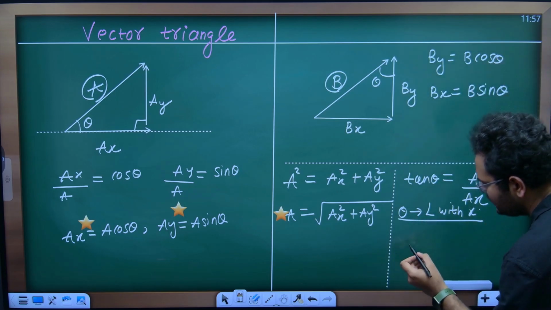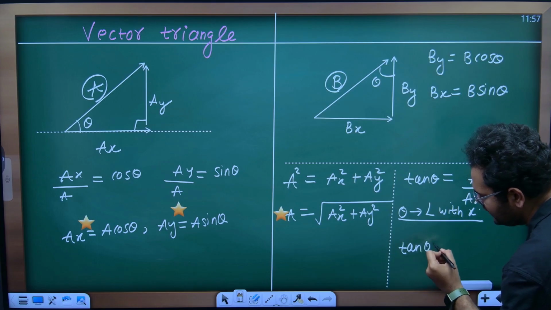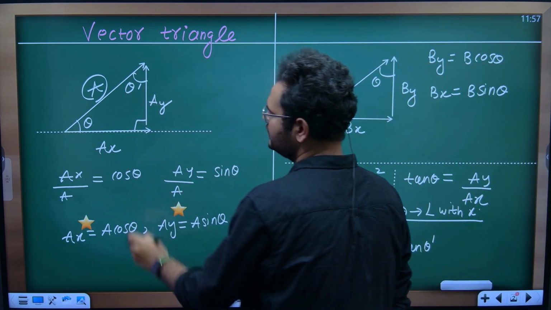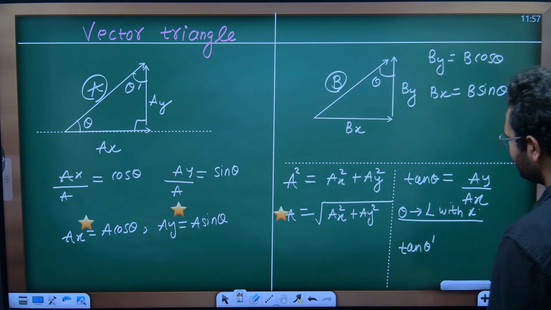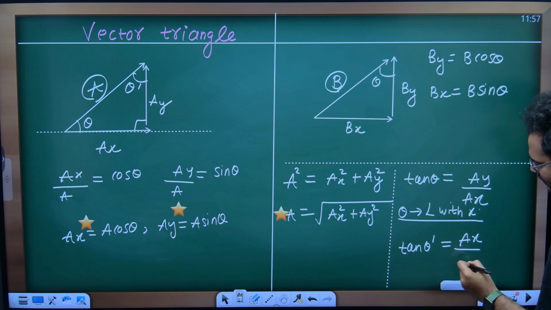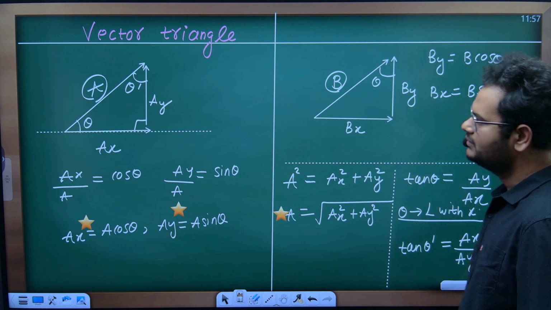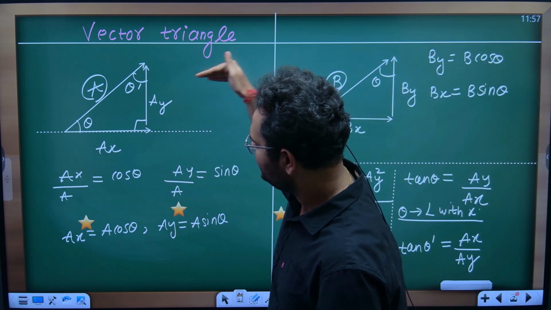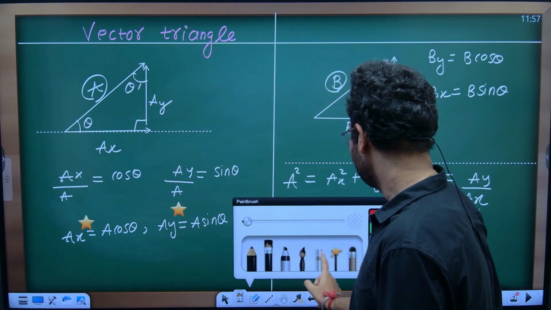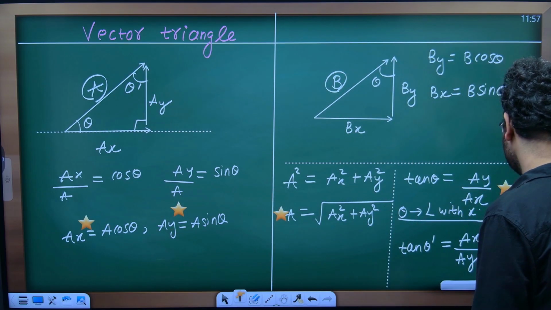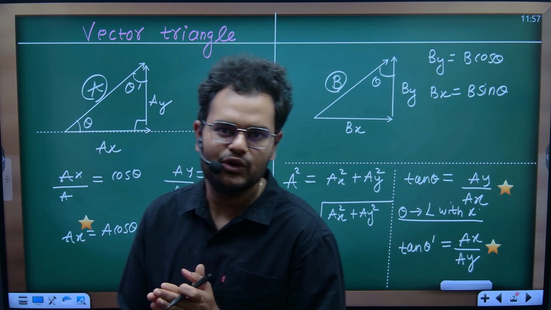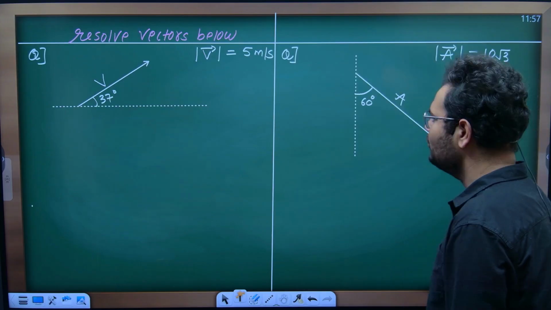If someone asks us the angle with y, and theta dash is the angle with y, then tan theta dash, you just have to remember, is ax upon ay. So why ax upon ay? Because if I look from this side, this is height and this is base. Another important formula. Wherever I have marked star, all those formulas you are going to use in the examination. Are you getting it?